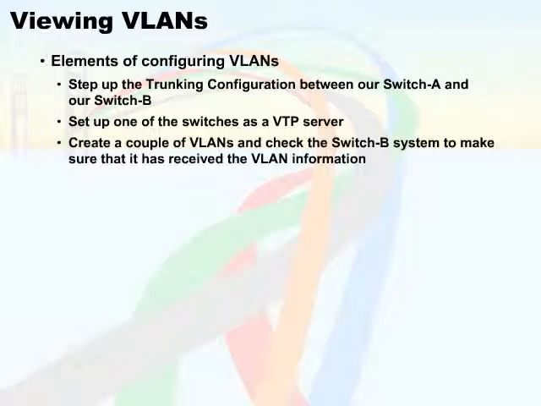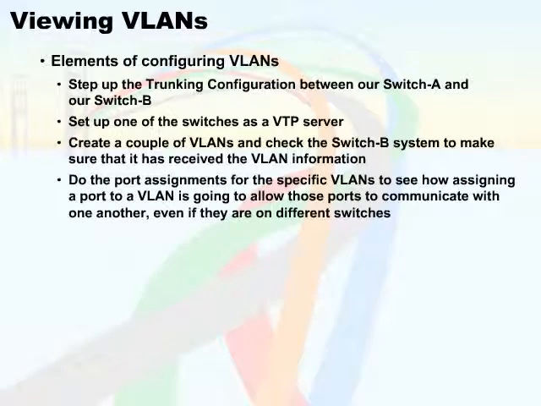We'll then create a couple of VLANs and check the switch B system to make sure that it has received the VLAN information. We'll then go through and do the port assignments for the specific VLANs so that you can see how assigning a port to a VLAN is going to allow those ports to communicate with one another, even if they're on different switches.